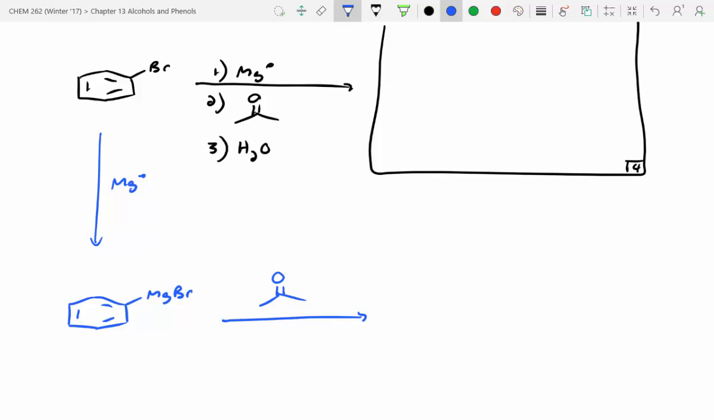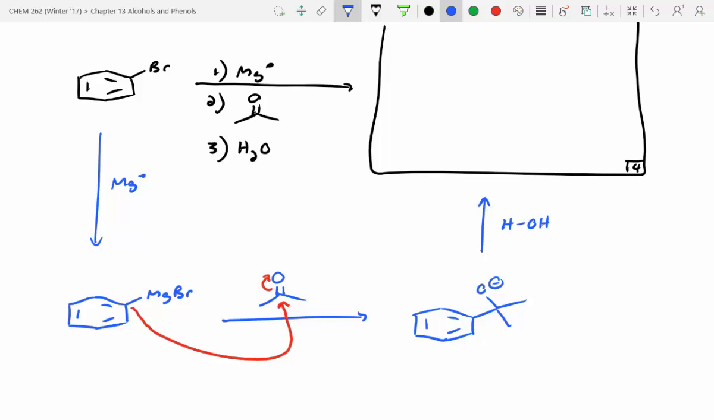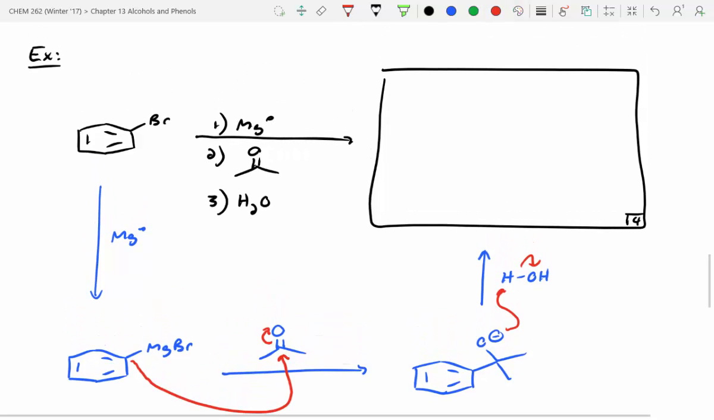Yeah, nucleophilic attack, right? This carbon on the benzene is super negative, so it's going to attack our ketone and kick up electron density. Now this oxygen's got a negative charge. We've got our two methyl groups. And then last but not least, we've got our water floating around, so this alcohol can grab this proton, and that will give us our final product.